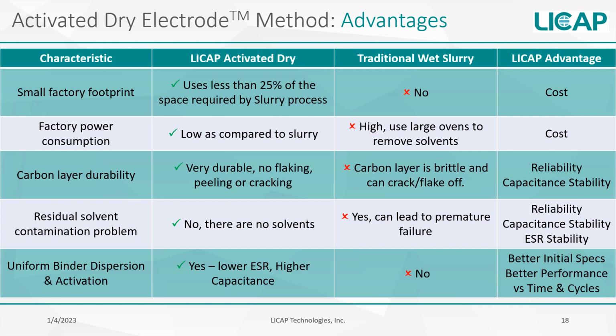Lastly, the uniform binder dispersion in the activated dry electrode process allows for both improved initial specifications, capacitance and ESR, and less degradation of those properties versus time and cycling.